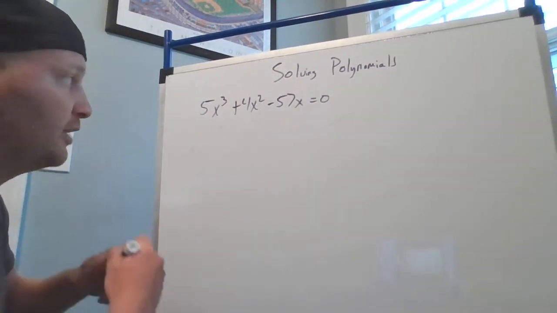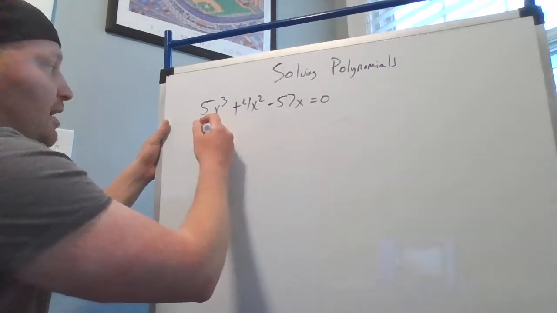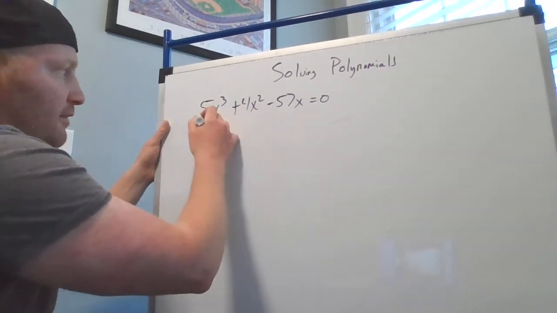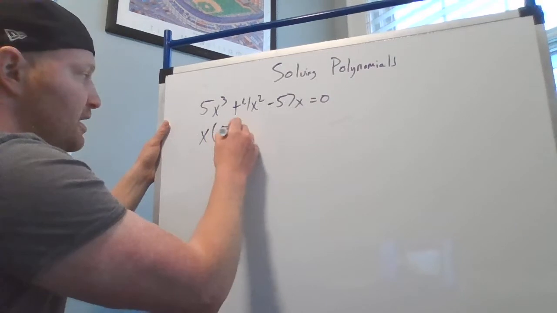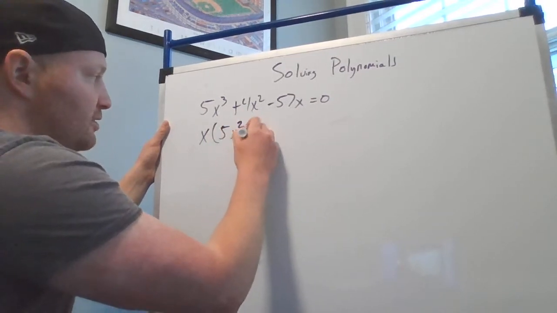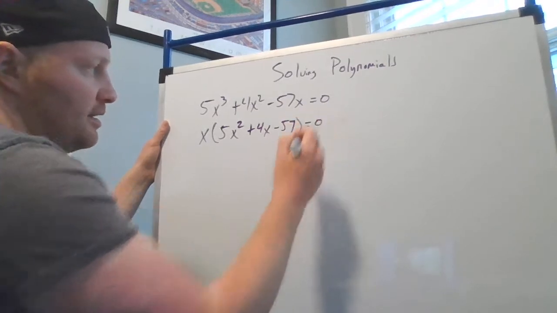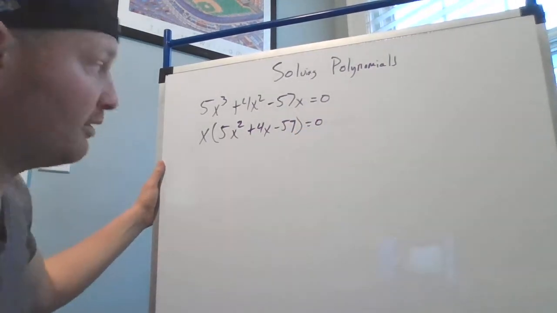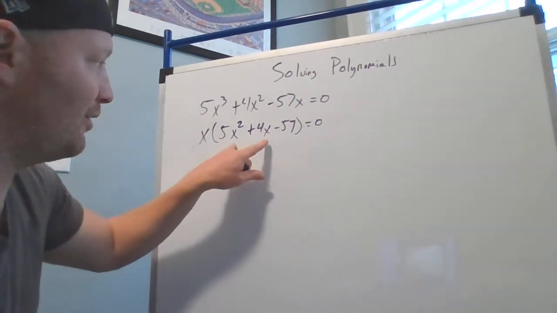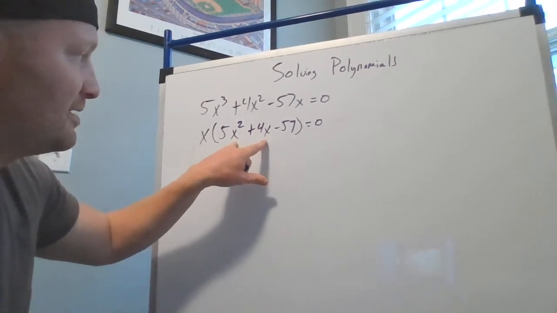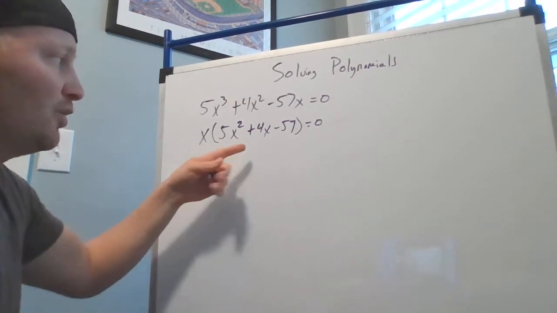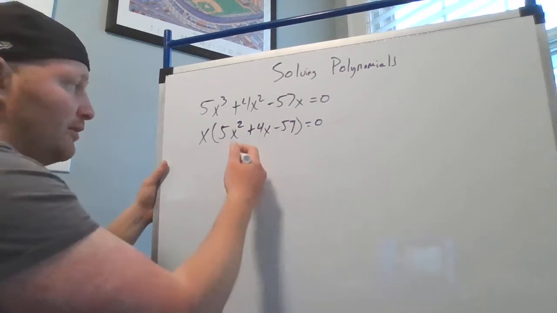To make it look like a quadratic, I'm going to factor out my x of all of these. That's my only GCF. This is 5x squared plus 4x minus 57 equals 0. So now we're using all our factoring rules to solve them. And I'm not even going to waste my time to think about how to factor this down into two parentheses. Too much work. I'm going to just use the quadratic formula.